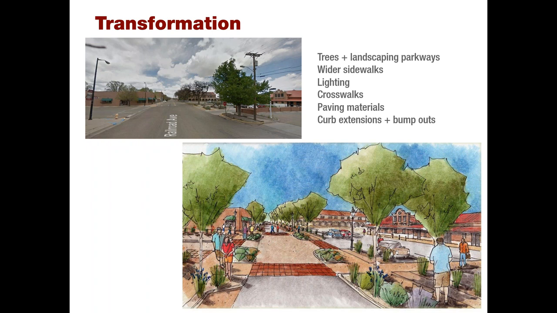Physically, this is Railroad Avenue in Las Vegas, and the imagined Great Blocks streetscape renovation for that street. You can see the powerful impact of adding trees and landscape parkways, providing wider sidewalks, lighting, crosswalks, and changing paving materials. The crosswalks are a slightly different paving material that designates a certain area in this rendering. And curb extensions, those bump outs that create the parkways, narrow the road and slow down traffic. All of those relatively minor physical changes can make a really huge impact on your experience of place.